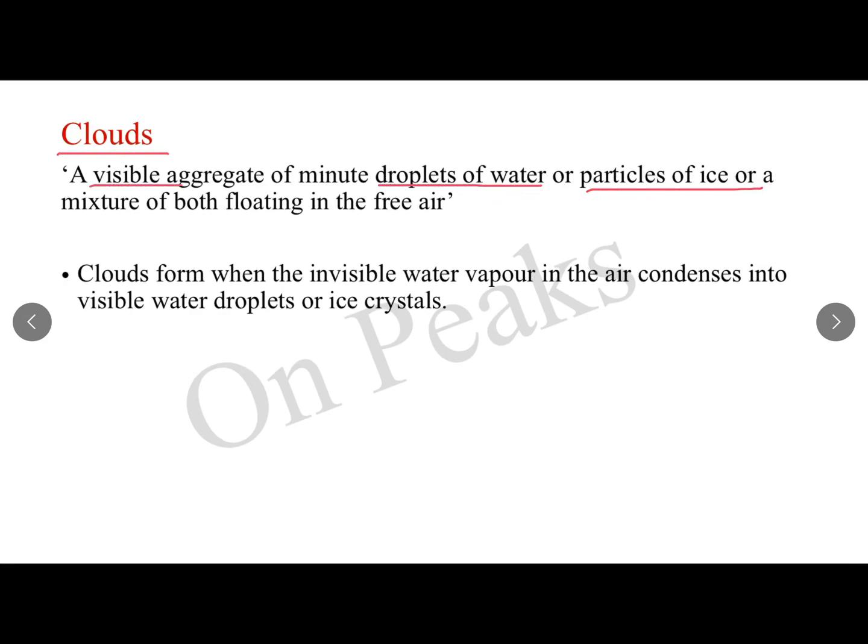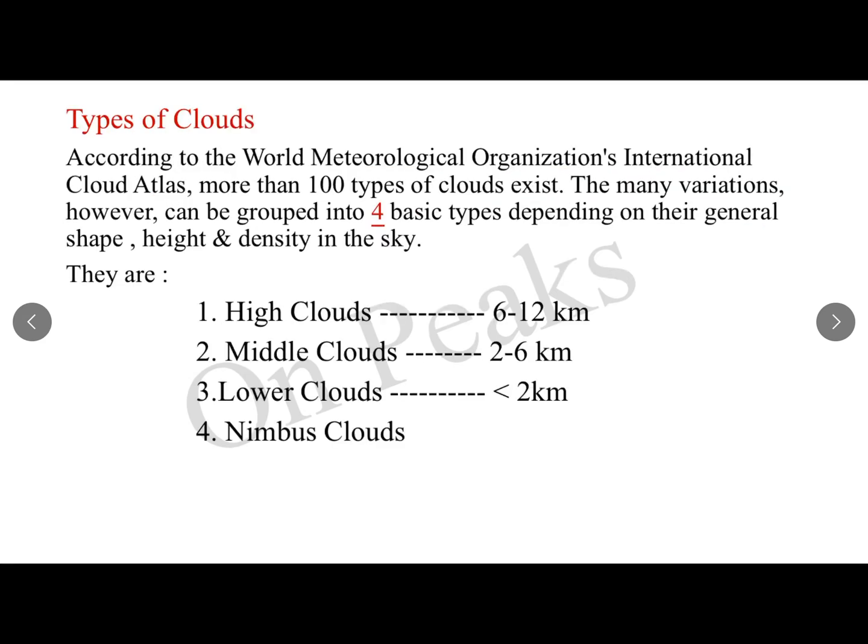We can generally say how clouds are formed, right? When the water vapor rises from the earth, it goes into the atmosphere and forms accumulations of tiny water droplets or ice particles at different elevations in the air. Those form different types of clouds. Now let's see what are the different types of clouds.